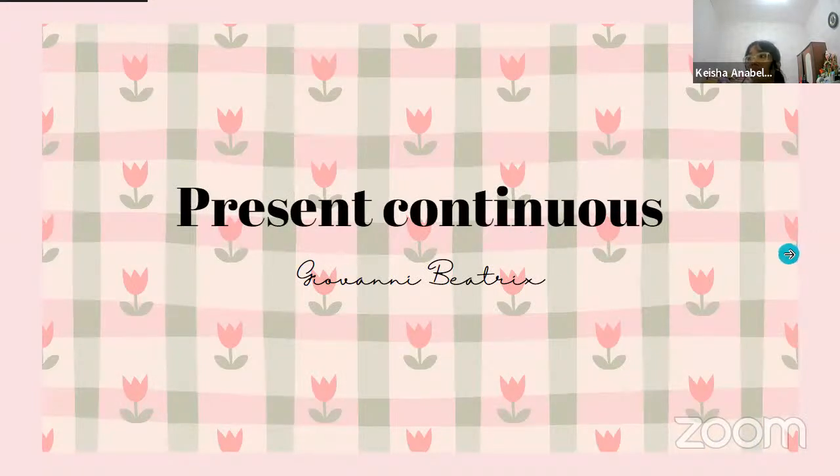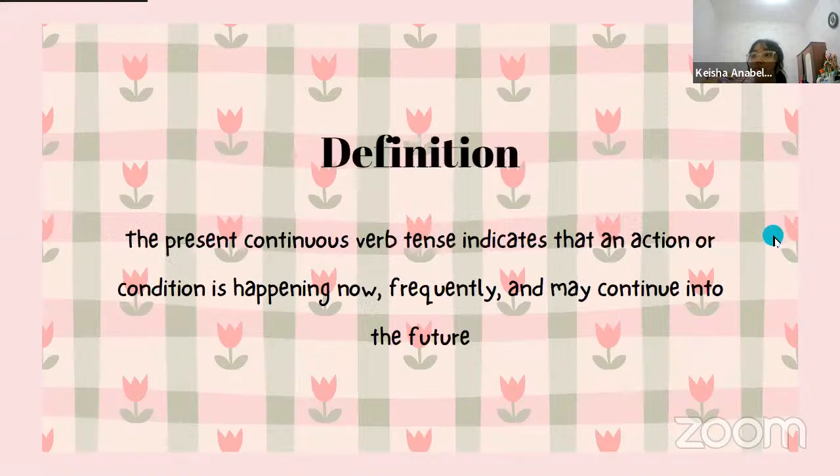Present continuous. Present continuous verb tense indicates that an action or condition is happening now, frequently, and may continue into the future.